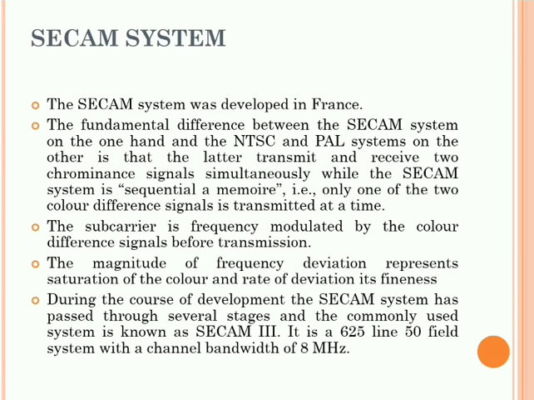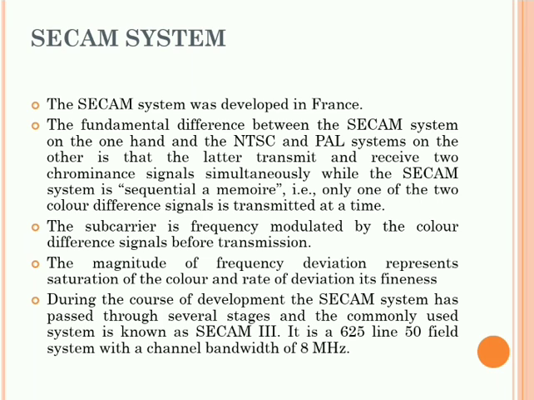The subcarrier is frequency modulated by the color difference signal before transmission. We have to produce a modulation before transmission. The magnitude of frequency deviation represents the saturation of the color, and the rate of the deviation represents its fineness.